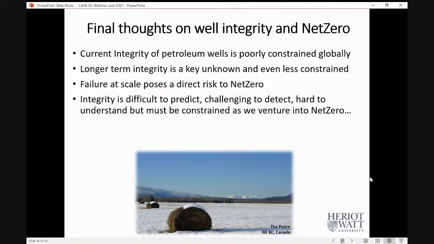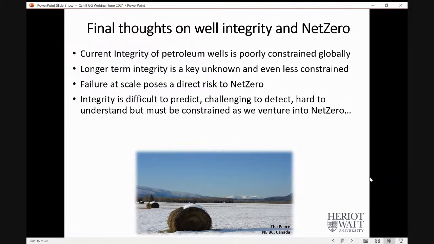So final thoughts then on well integrity and net zero. So current integrity, I would say, we're getting more data and we're constraining it more, but it's still poorly constrained globally overall. Like, what is the status of integrity and how will that develop into the future? So we need to really think about constraining that as we move into net zero.